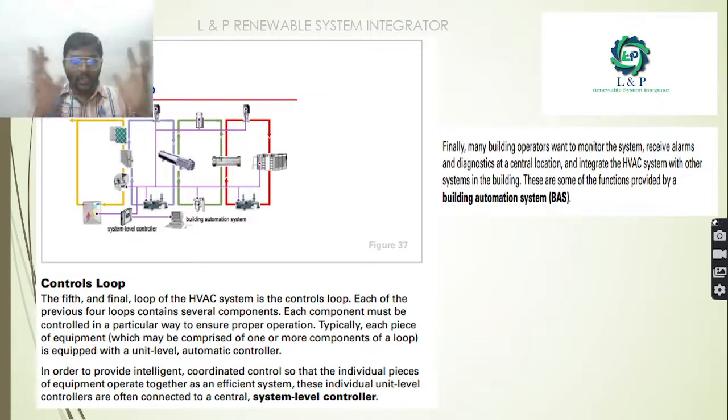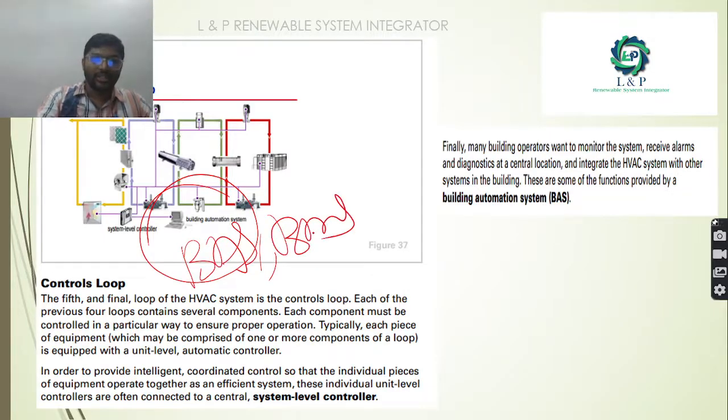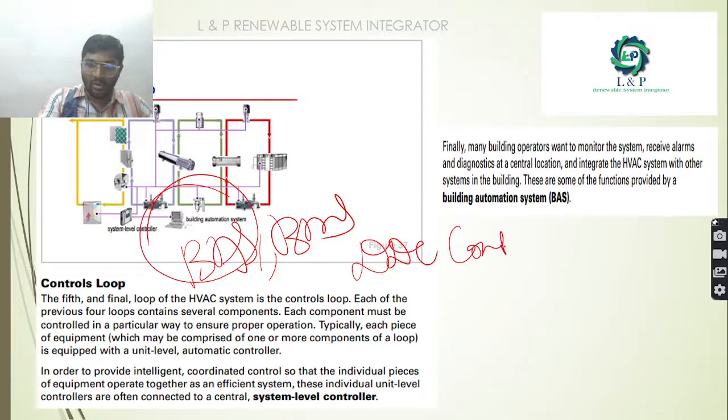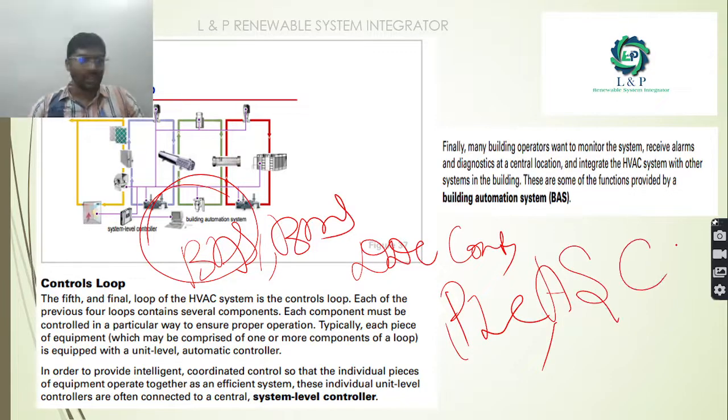So how is the controlling operation happening? As you can see here, with the help of the building automation system, BAS or BMS, most importantly we might be using DDC controllers, or we can use either PLCs, programmable logic controllers, or application specific controllers.